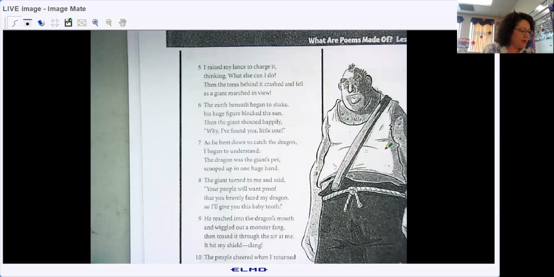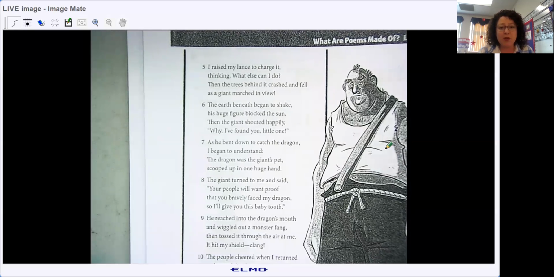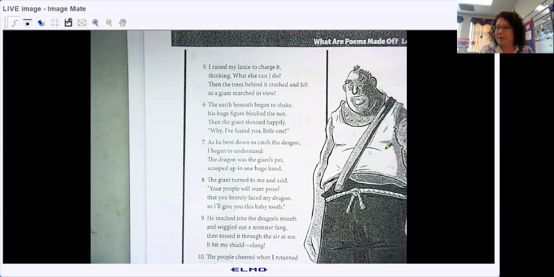Number 8. The giant turned to me and said, "Your people will want proof that you bravely faced my giant, so I'll give you this baby tooth."